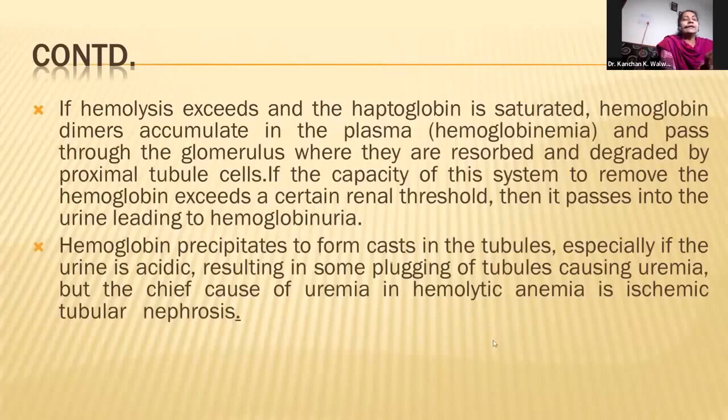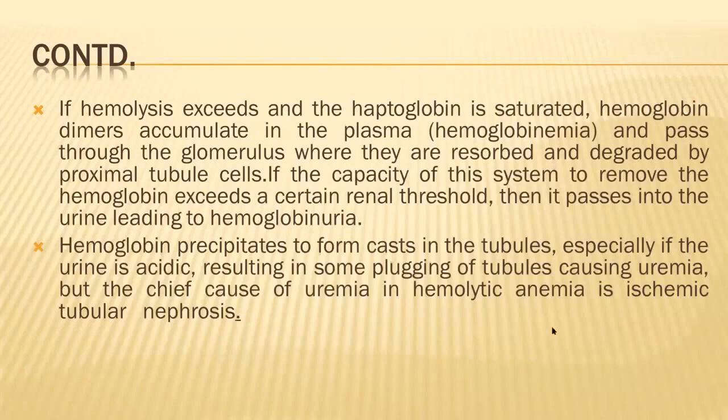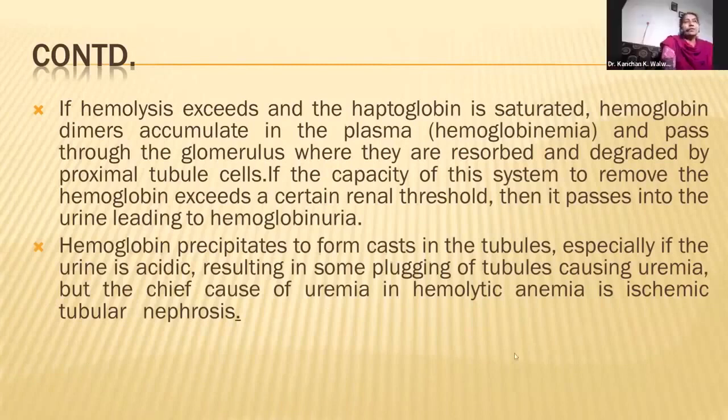So if there is an excess amount of hemoglobin, because the body circulation has a limited amount of haptoglobin, whenever there is hemolysis, the hemoglobin is bound to the haptoglobin, and when this haptoglobin is saturated, this hemoglobin, which is now free, accumulates in the plasma, and this is called hemoglobinemia, because there is an excess amount of hemoglobin in the circulation.